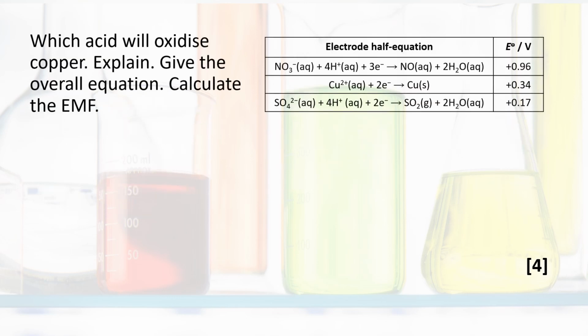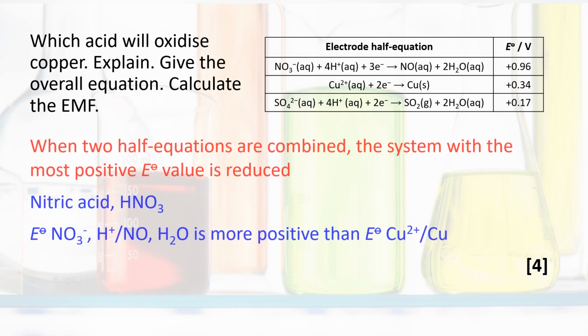Remember, an acid is a proton donor. There were 2 half equations in the table that were linked to acids. I've deleted the other rows apart from these and copper. Let's address the first part of the question. When two half equations are combined, the system with the most positive E standard value is reduced. Nitric acid is the appropriate acid to choose here. E standard of NO3- to NO is more positive than E standard of Cu2+ to Cu.